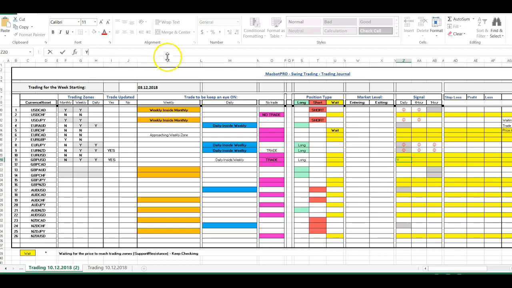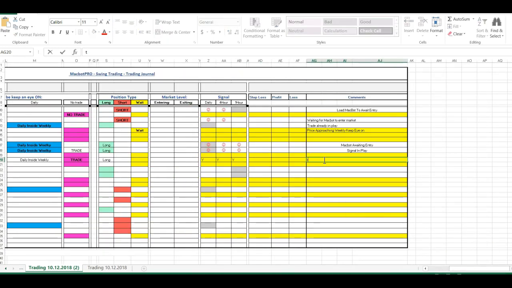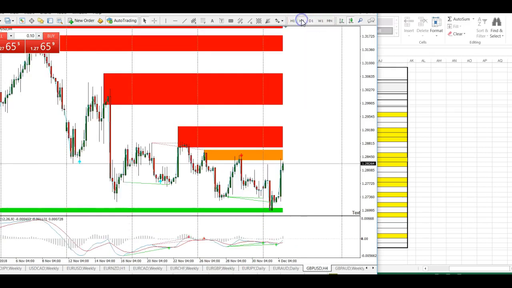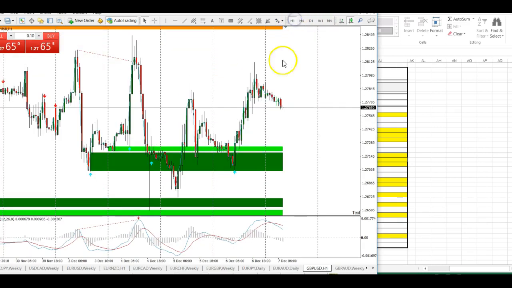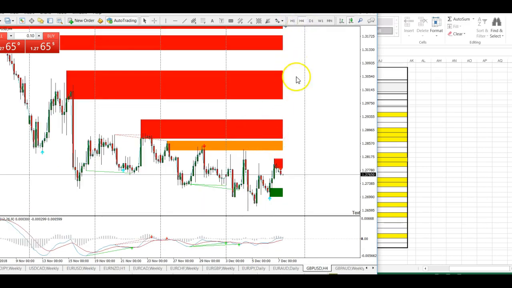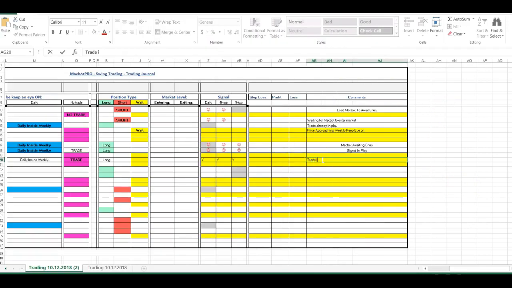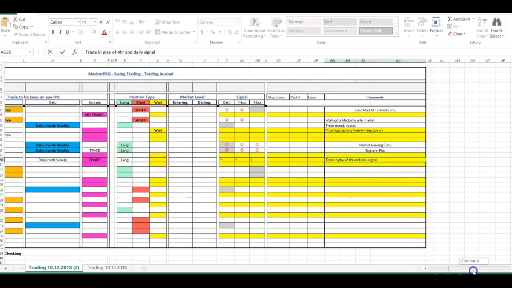Waiting, so we'll just do a yes. And what was the signal on this time frame? So we had a daily signal, 4 hour signal here, and okay. Just fill that in. Okay, next asset.